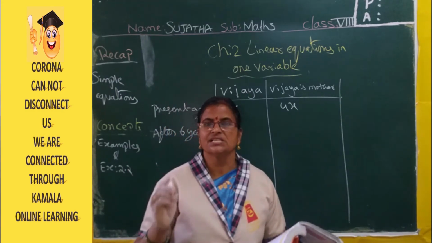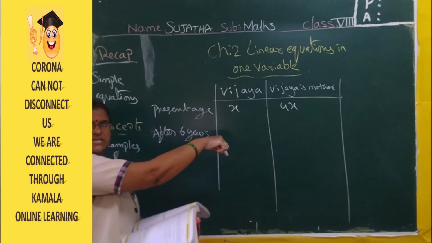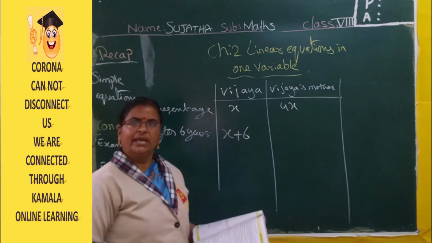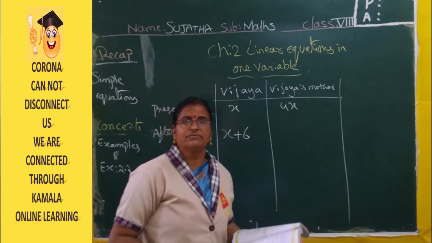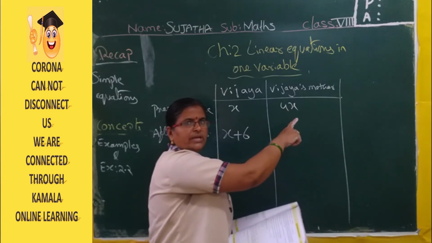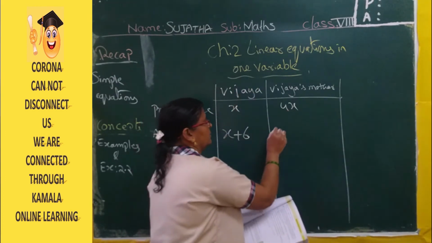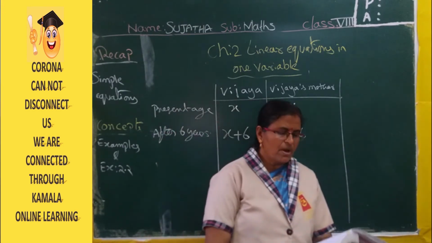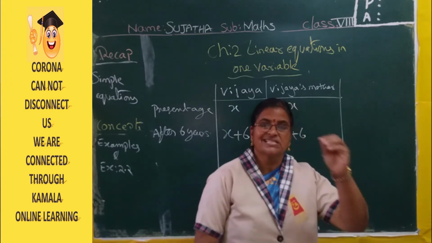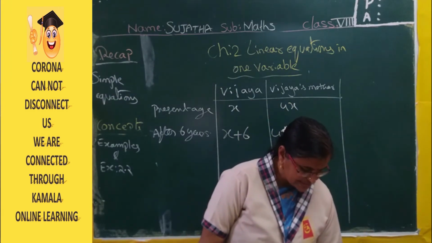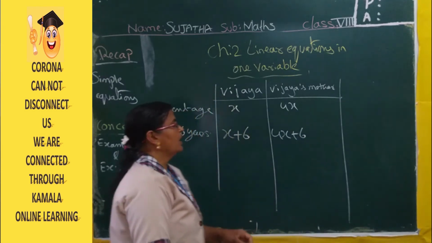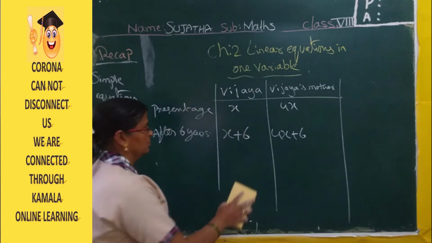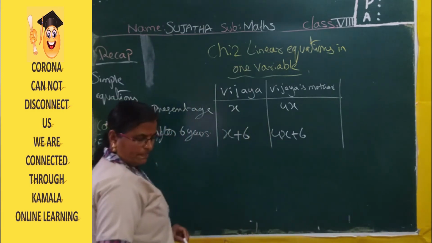So after 6 years what is the age of Vijaya? Present is x years. After 6 years, Vijaya's age will be x plus 6. Similarly, her mother's present age will be 4x. So after 6 years, plus 6 you have to add, no? 4x plus 6. Now understood? Now, sum of their ages. After 6 years, sum of their ages, how much is it given? 62 years. So now what you will do? After 6 years, their ages if you add it, it should be equal to 62. Now according to that we will add it.